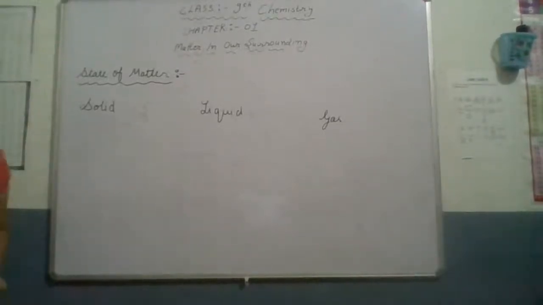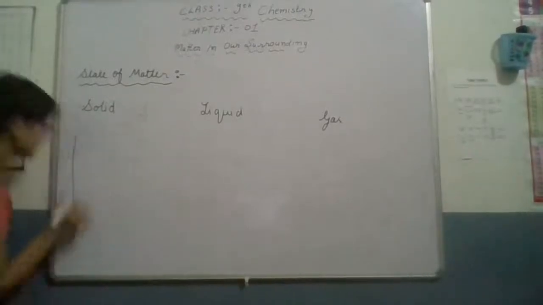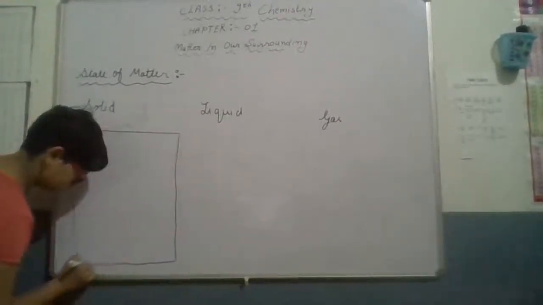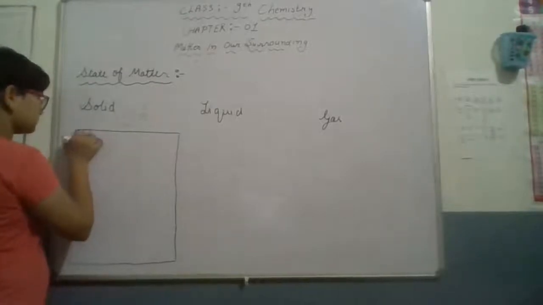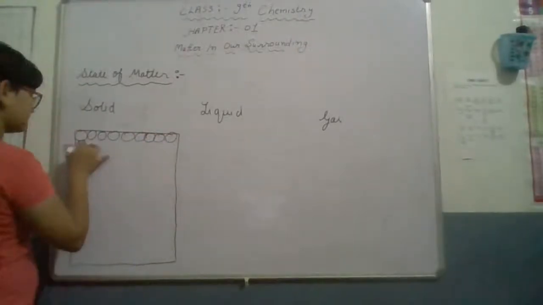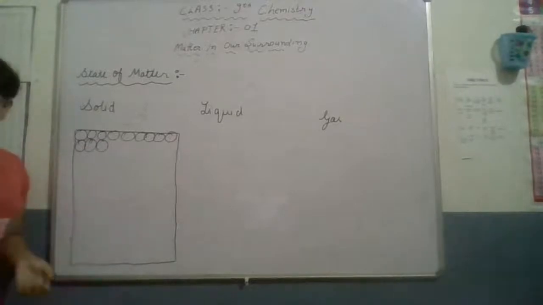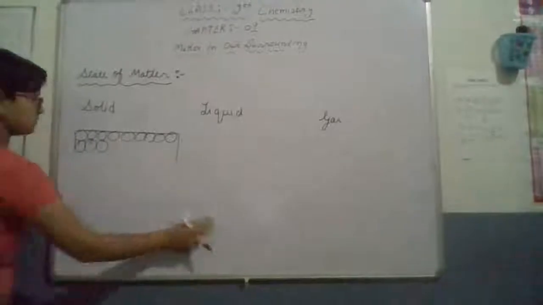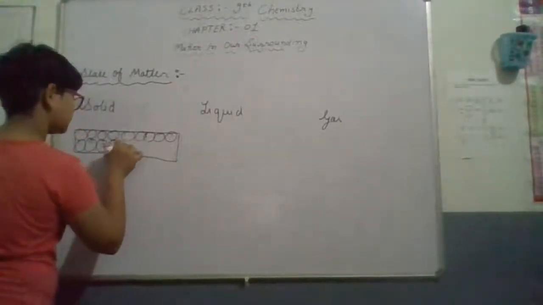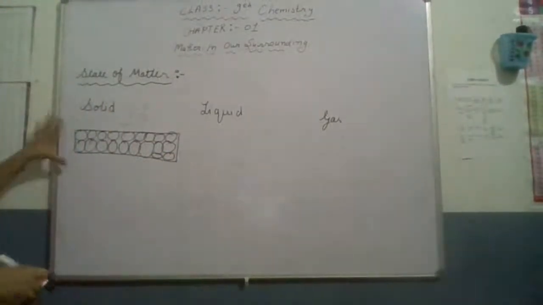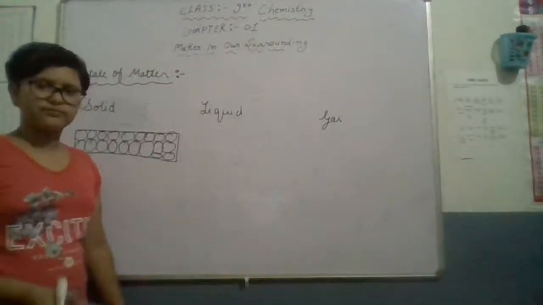As we know, the particles of solids are very closely packed. Let's say this is the solid, and these are its molecules. The spaces between the molecules of solid are very, very small. It means the solids are very closely packed, and it also has force of attraction between them. This is a solid.